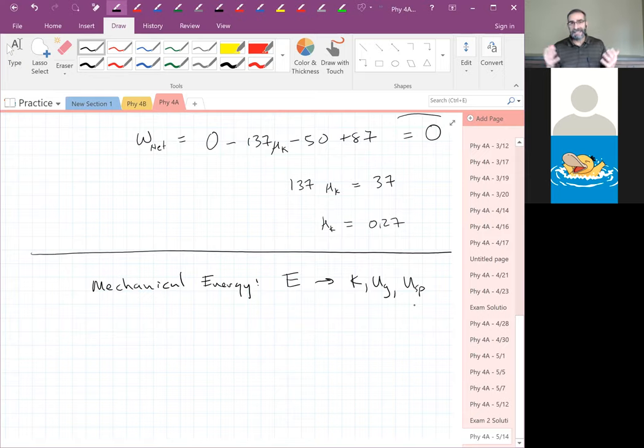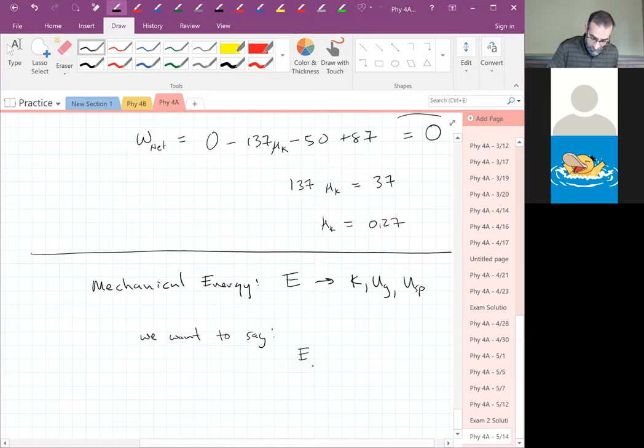So what would be really nice is if the energy didn't change, right? The initial energy and the final energy were the same. That's what we want: initial mechanical energy equals final mechanical energy. But we know that's not always the case, right? What could change that? Friction could change that, right?